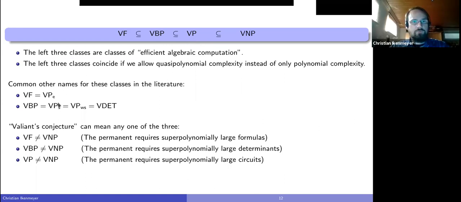Just for reference, if you're searching the literature, these classes do have some other names. VF also goes under the name VPE, and VBP has a lot of different names because it has been rediscovered, and the equivalences have been proved. And now Valiant's conjecture can actually mean any of the 3. You want to separate VNP from any of these 3 classes, because Valiant in his original paper is not so completely clear about the distinction of these 3. Also, there's no real reason to be so picky about which one you take.